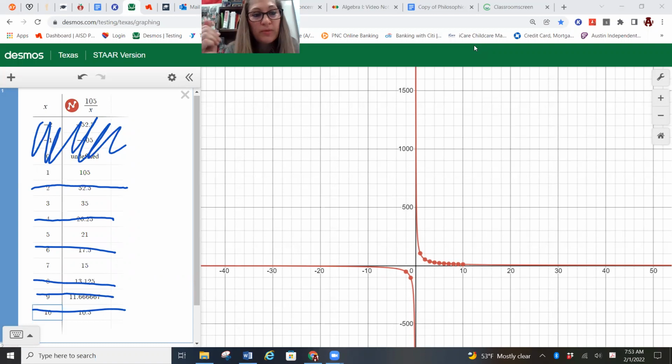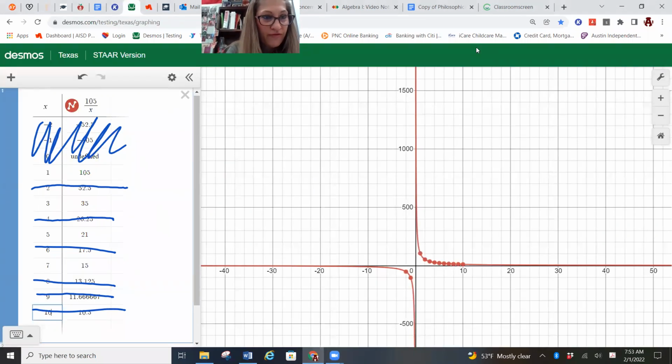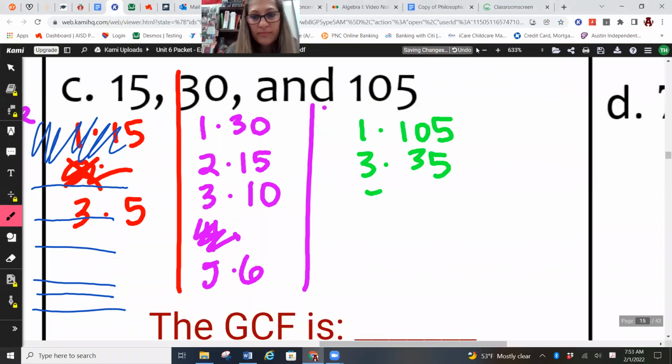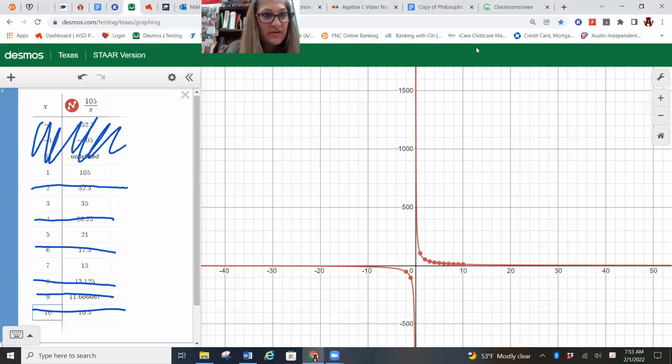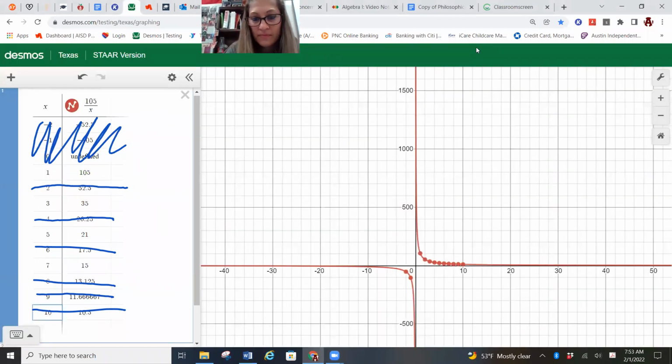So the only ones remaining is 1 times 105, 3 times 35. So let me write that. 1 times 105, 3 times 35, 5 times 21, 7 times 15. And that's it.